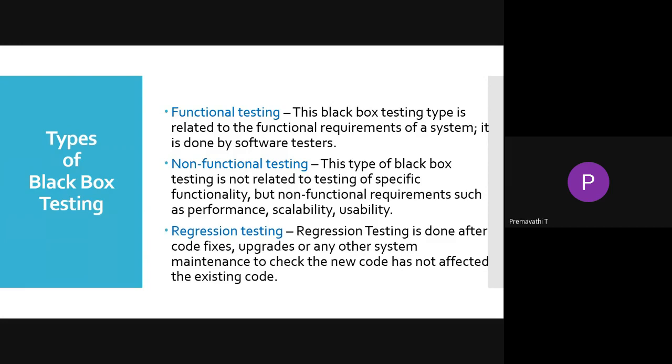Regression testing is done after the code has been fixed, upgraded, or after any other system maintenance, to check that the new code does not affect the existing code. That is, after whatever modification we make to your application, we have to do regression testing. Any update we make to your software, then we have to do regression testing.